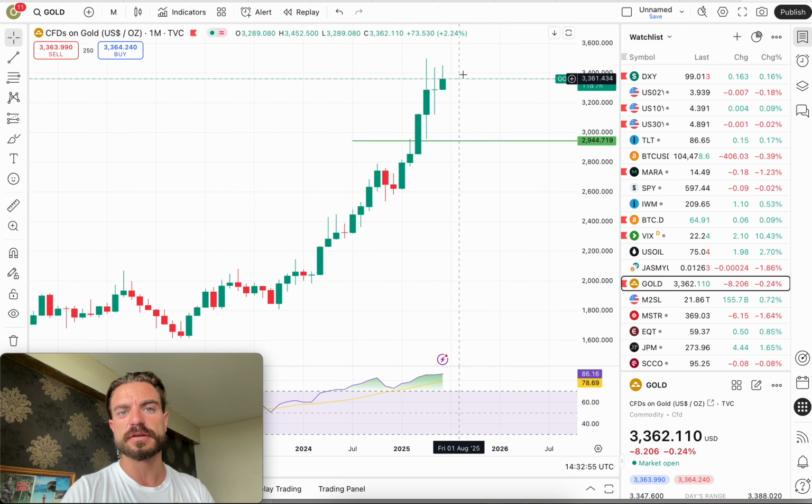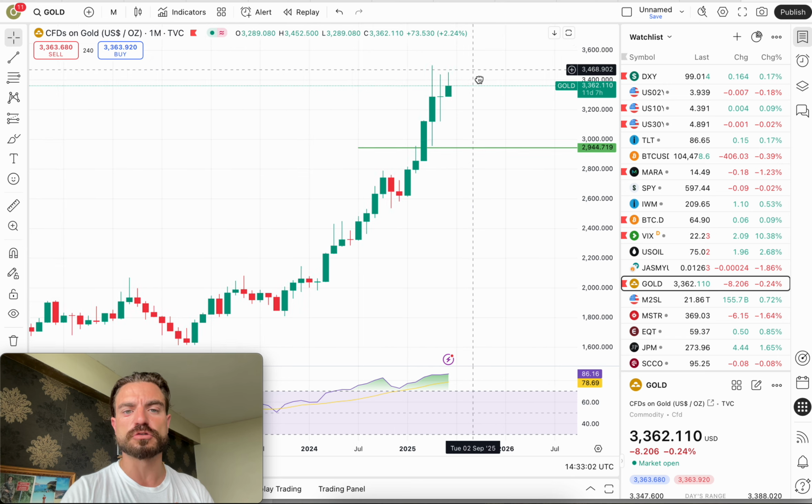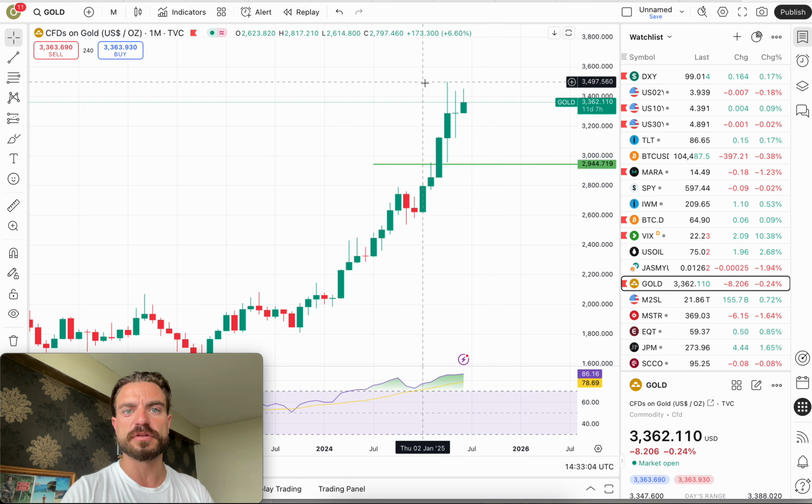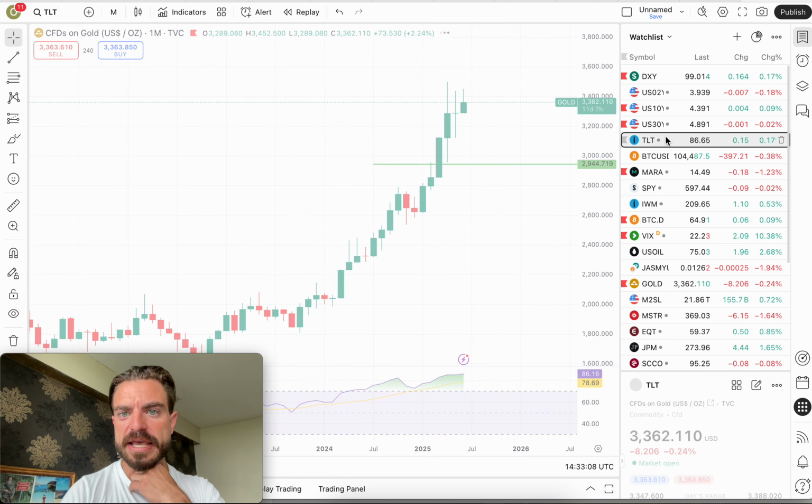Gold, amazing. Trying to push for higher highs. I told you guys that I think this was the top. 3,500 is the top. I've called it. I think that that's where we're at.